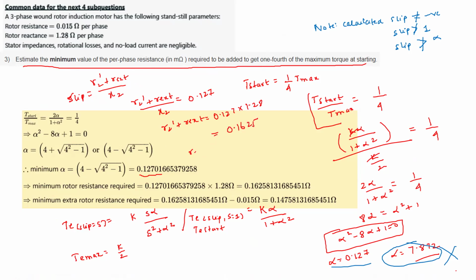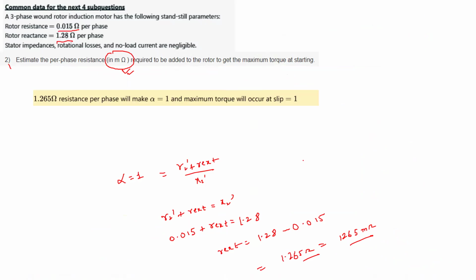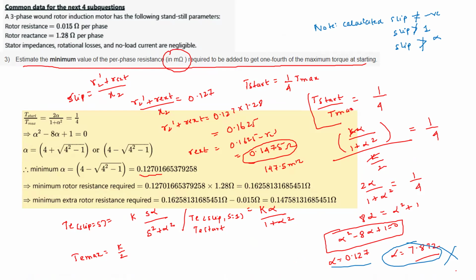So what will be your R external? R external will be 0.1625 minus R2 dash. So you will see it is 0.1475 ohm. But remember, this is in ohms, and they're asking in milliohms. So this has to be multiplied by 1000, giving 147.5 milliohm. So this is the value of external resistance which you are getting.